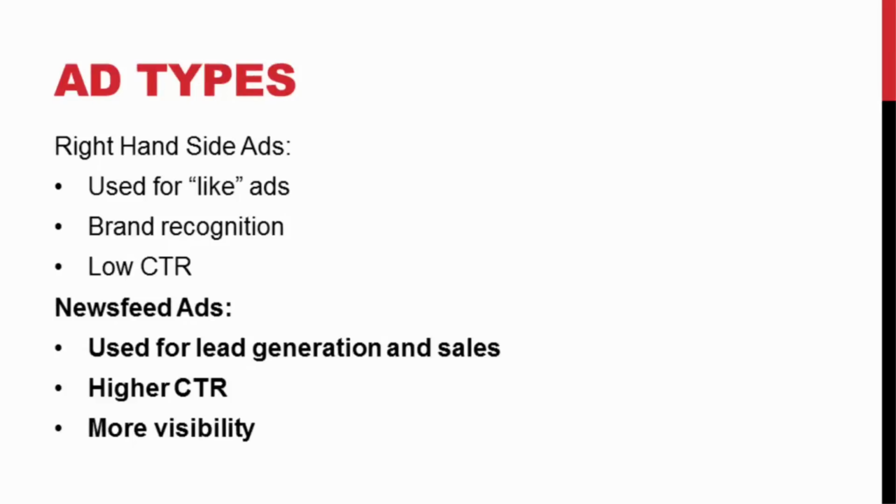Also, there are two types of placement for your ads. You have right-hand side ads and newsfeed ads. Right-hand side ads are usually better for the like type ads when you're trying to build your fan pages up. If you're just trying to get some name recognition and you want people to see your face or see your brand name, it's kind of ideal for that. Not too effective when you're trying to build an email list or make sales. That's where we use the newsfeed ad. These are perfect for squeeze pages and sales pages. You're trying to sell a product, whether you're a vendor or an affiliate.